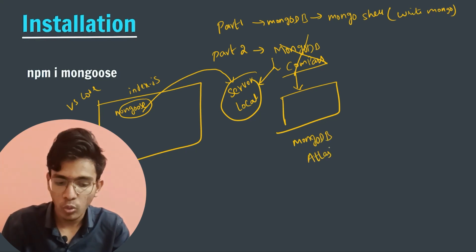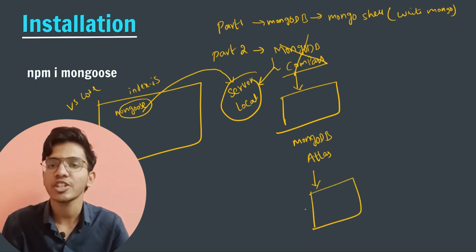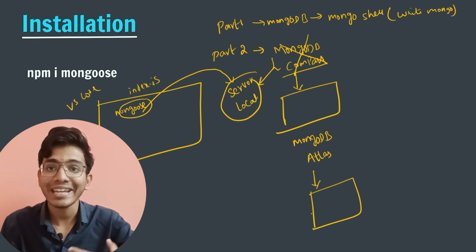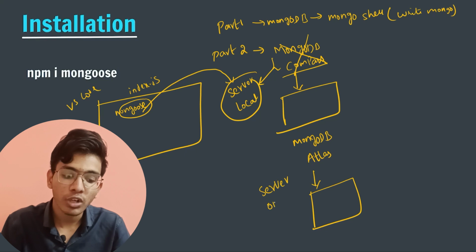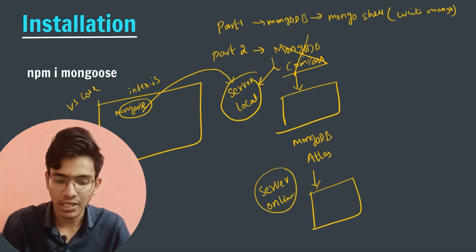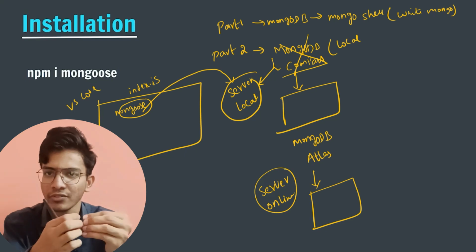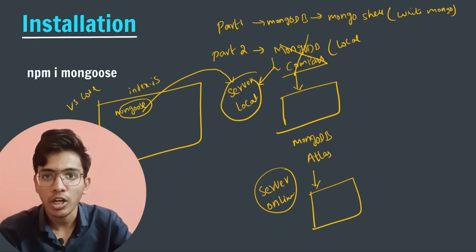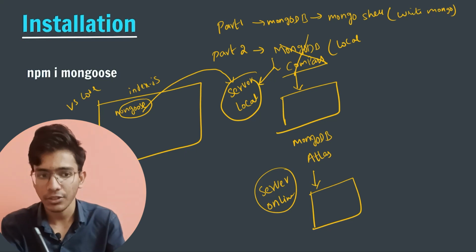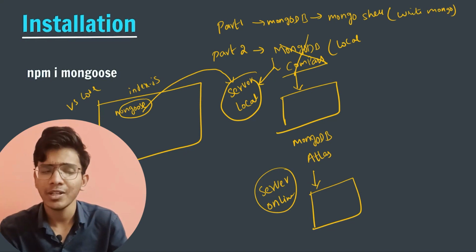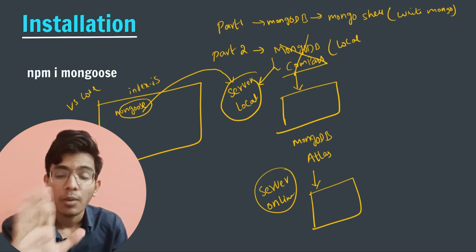MongoDB Atlas. So what is MongoDB Atlas? It is also an application which is used to create servers of MongoDB. It will do the same work, but this will be online. Here MongoDB Compass is used to create local servers which you can use within your computer, locally. If you want to host your MongoDB or Node application, then in that case you will use MongoDB Atlas.